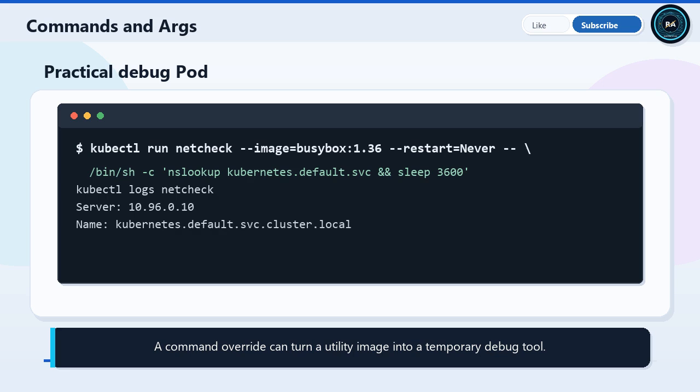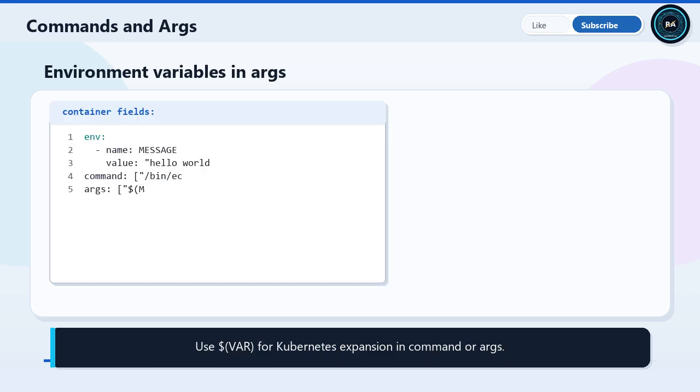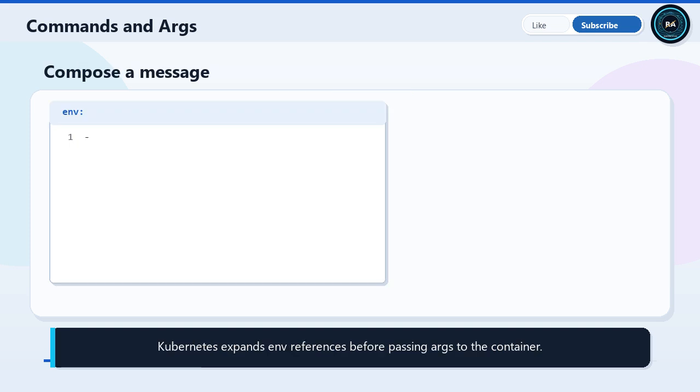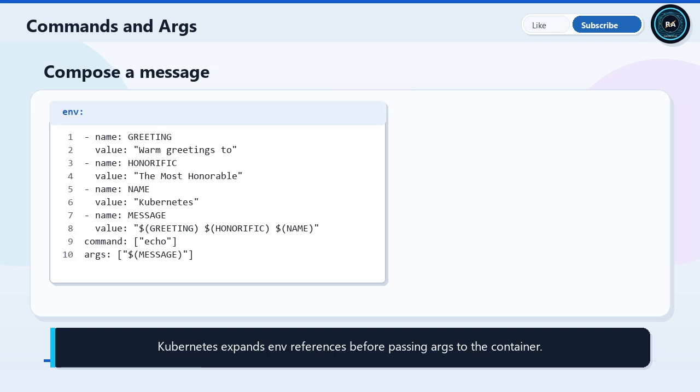exec into the container. Kubernetes supports environment variable expansion inside command and args using the $(VAR) parentheses form. That is different from shell $variable expansion. Environment variables may reference each other, but ordering matters. A variable that uses another variable from the same list must come later, and circular references are a design mistake. The official example builds message from greeting, honorific, and name, then passes message as an argument to echo. The container receives the final expanded value.